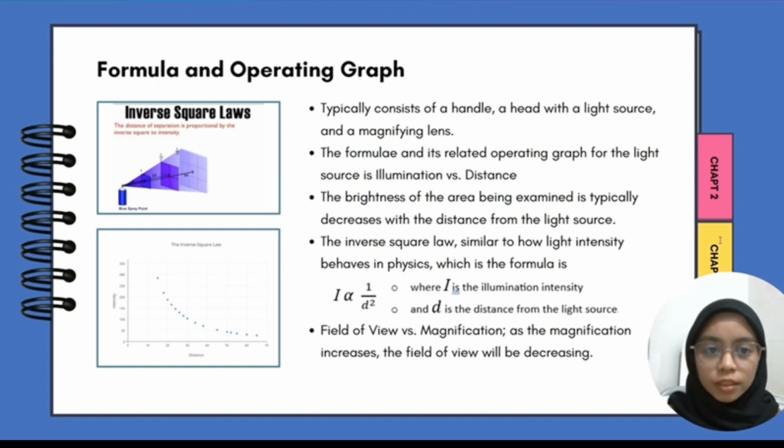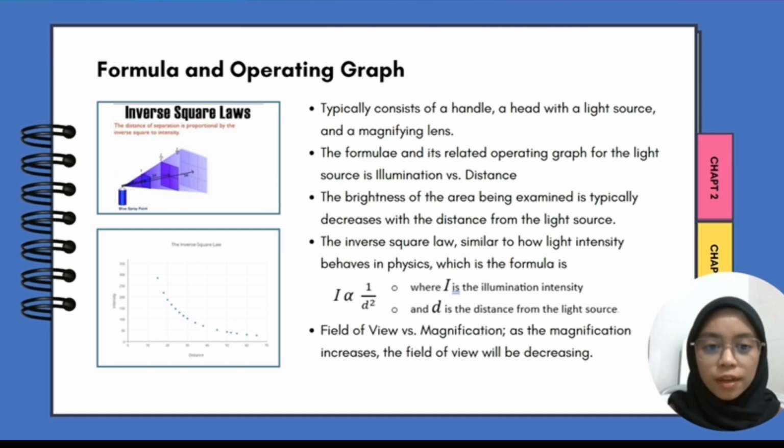This operation can be modeled using the inverse square law, similar to how light intensity behaves in physics. The formula is as shown below, where I is the illumination intensity and D is the distance from the light source. The operating graph, as shown in the slides, shows the intensity of illumination decreases as the distance from the light source increases.